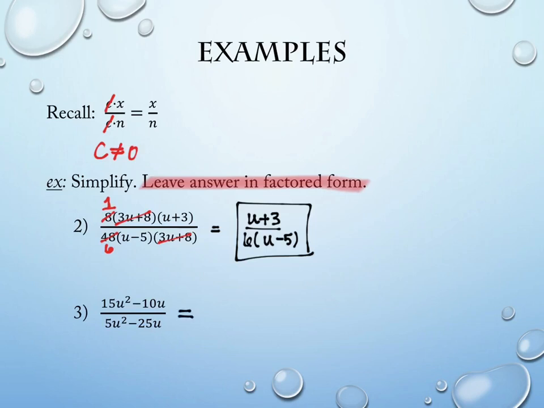How in the world can I factor the numerator? What do you see? I can pull out a 5. Anything else can I pull out? And a u. So if I factor a 5u out of the top, what will I have left? 3u minus 2. Is everybody good with that?